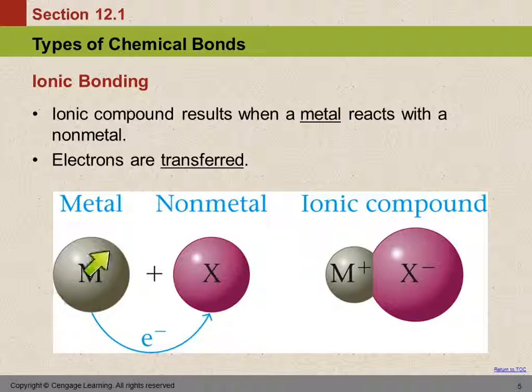So here we have an illustration, a metal and a nonmetal. And what happens is there's an electron that's transferred. The metal atom loses an electron and forms a cation. The nonmetal gains that electron and forms an anion. Now we have a positive and a negative charge. Those opposite charges attract each other, and that's what an ionic bond is. It's the attraction between oppositely charged ions.